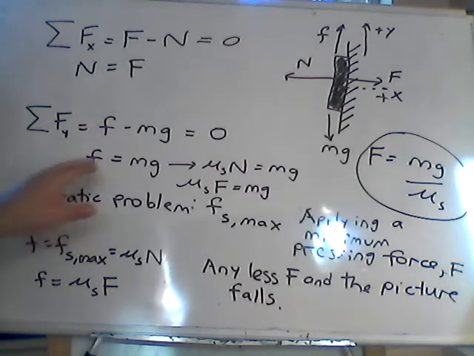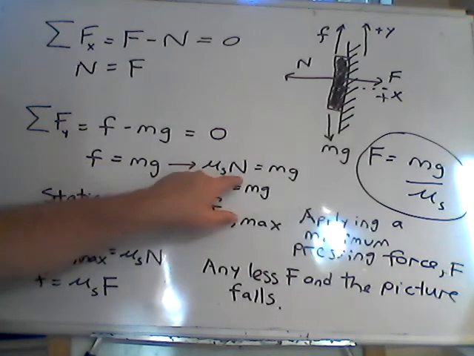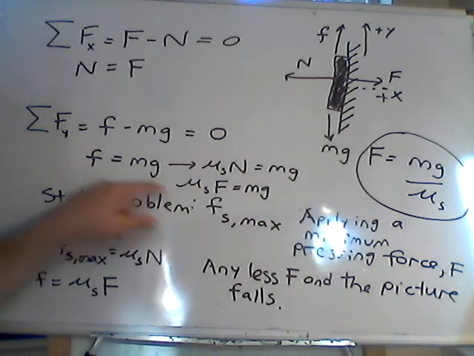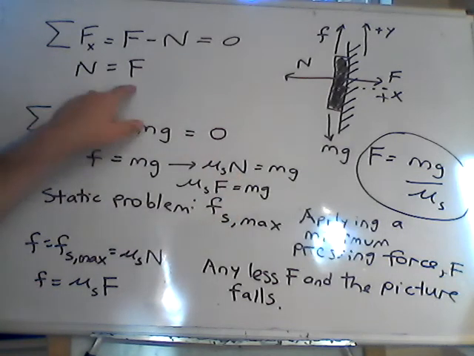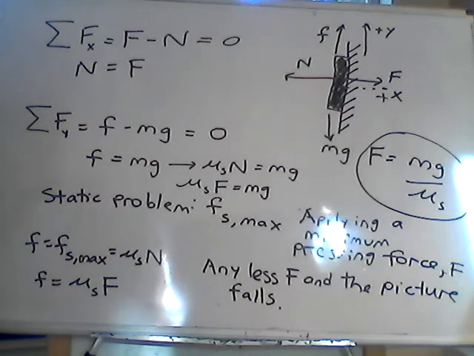So plugging it all together, I know this relationship. The second relationship says that f is equal to mg, but what's f? Mu sub s times the normal. That's equal to mg. And what is the normal? Well, that's equal to the application force in this case. And so I can solve straight for the application force. I get mg divided by mu sub s.